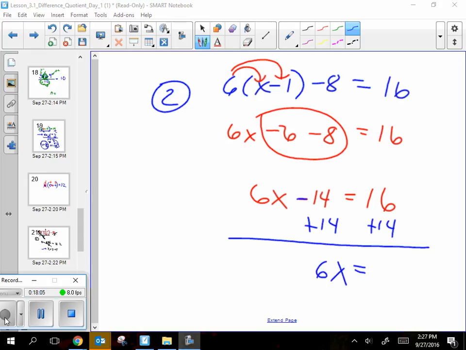6x equals, ooh, that's a big number. What is it? 30. Very good. And the final step. Get rid of the times by 6 and make what? Divide by 6. And the final answer is 30 divided by 6. 5.